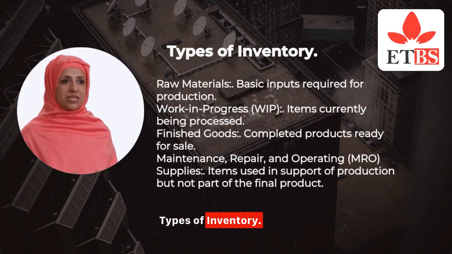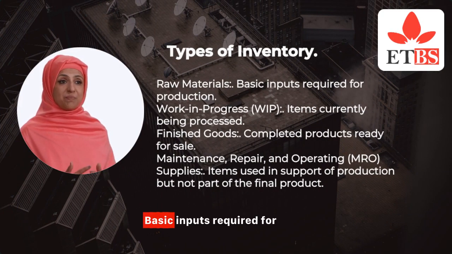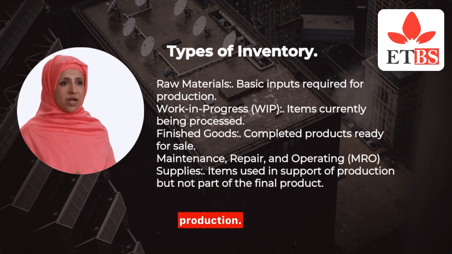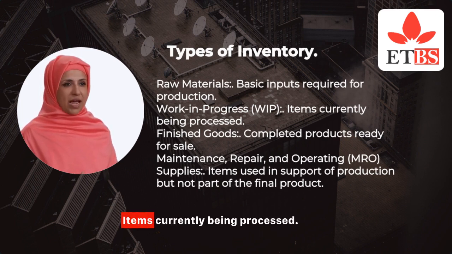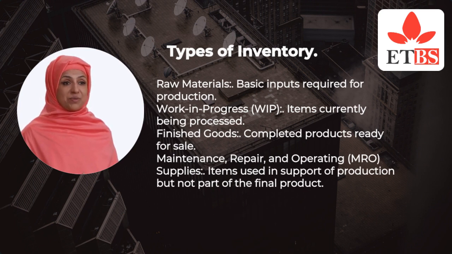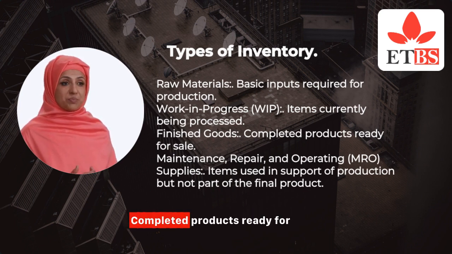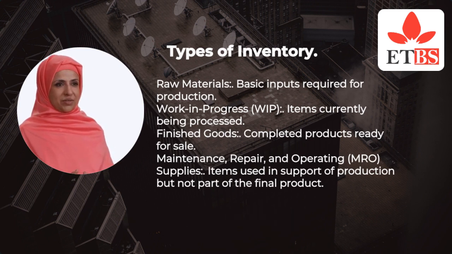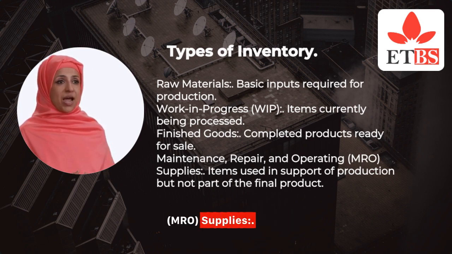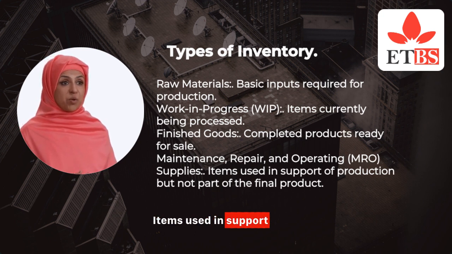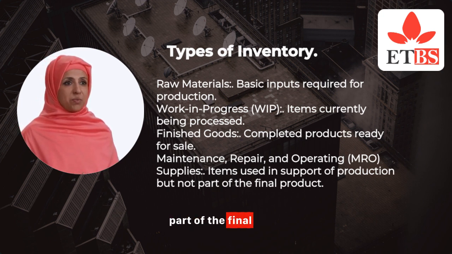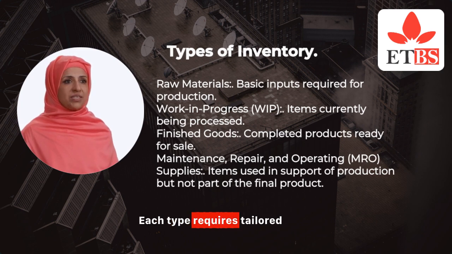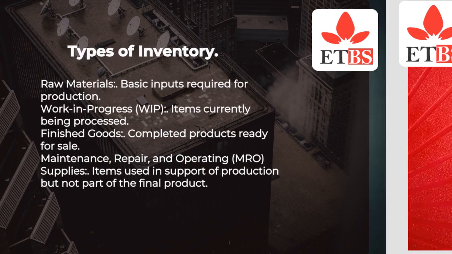Types of inventory: raw materials, basic inputs required for production; work in progress (WIP), items currently being processed; finished goods, completed products ready for sale; maintenance, repair, and operating (MRO) supplies, items used in support of production but not part of the final product. Each type requires tailored management approaches.